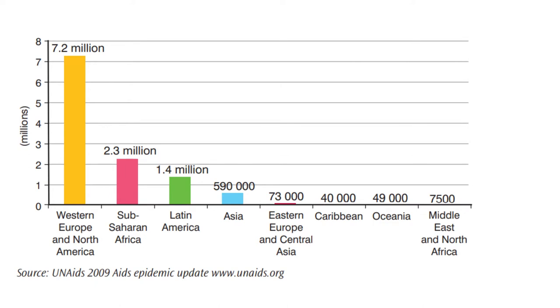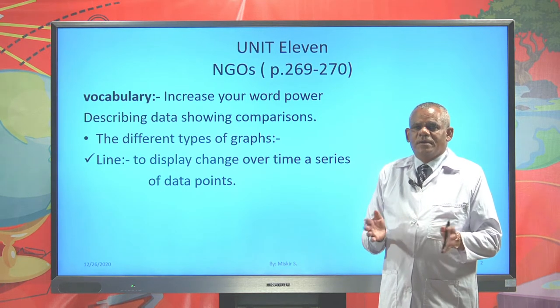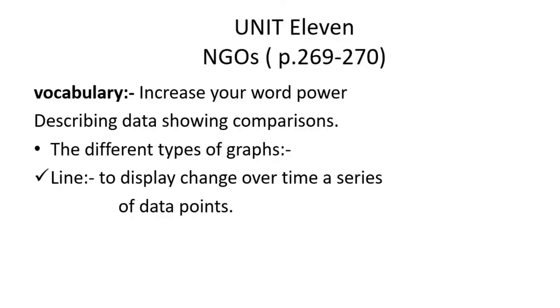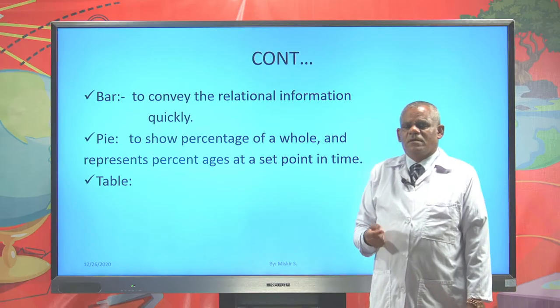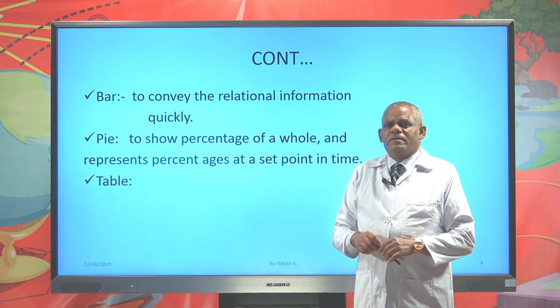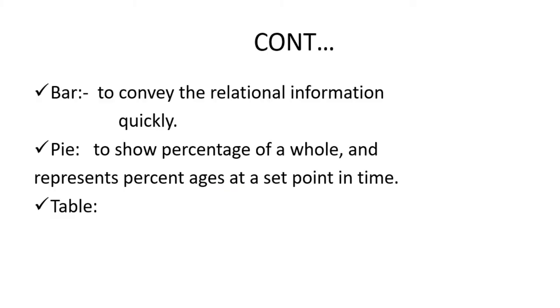It displays change over time, a series of data points. A line is common in your mathematics. At the same time, if you are geography students, it's available there how lines are representing a graph. And then there is another kind, the bar graph, simply to convey relational information quickly. You can compare. You can describe a graph using this bar. You are familiar. And the third one is a pie, to show percentage of a whole.